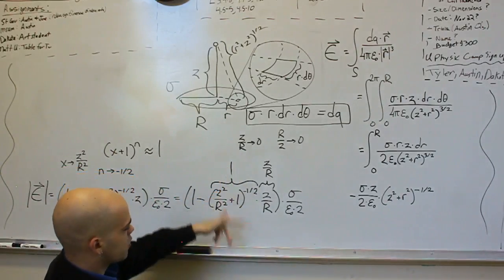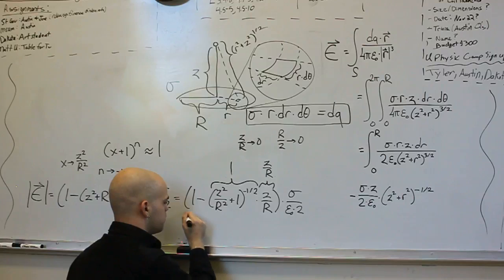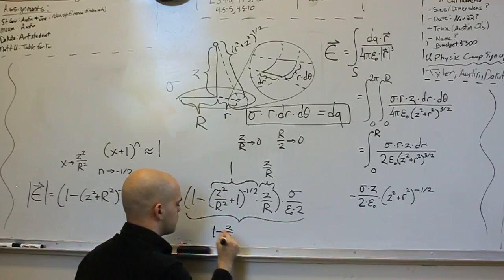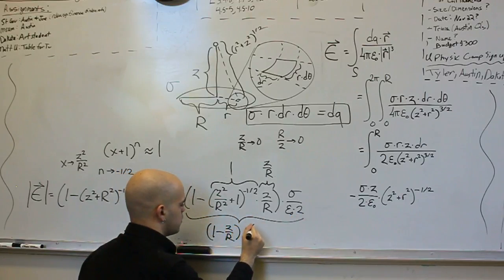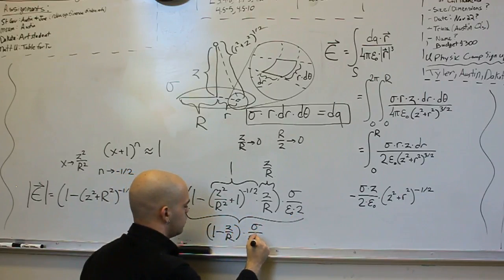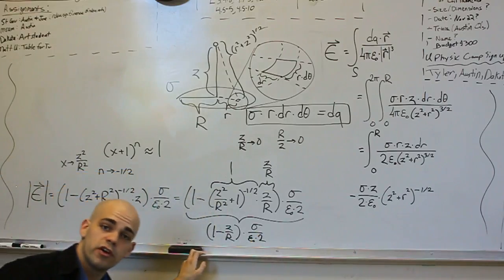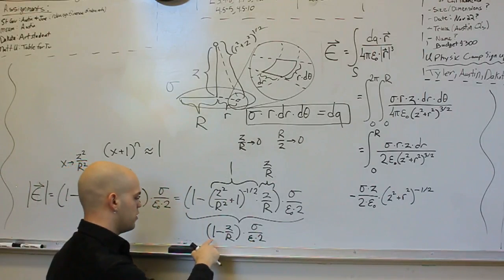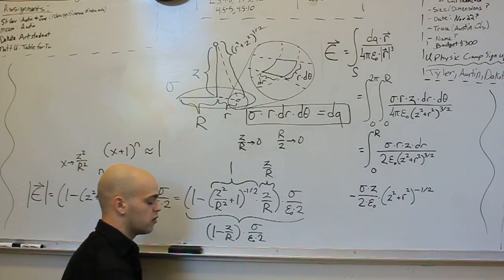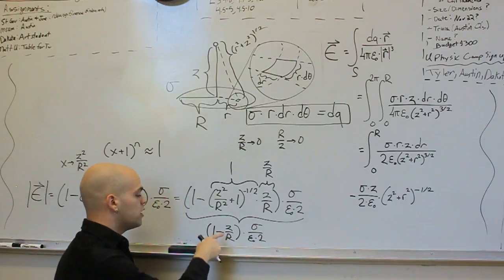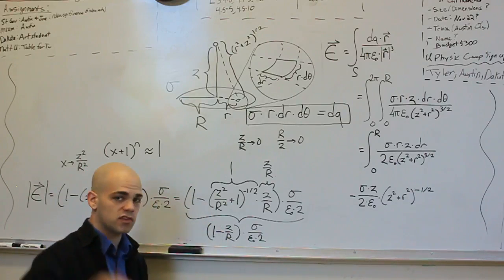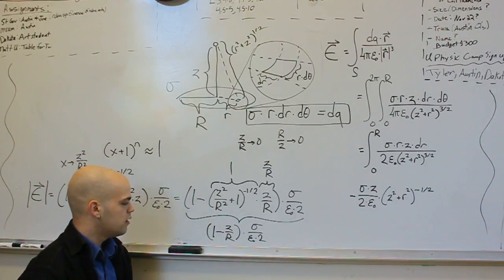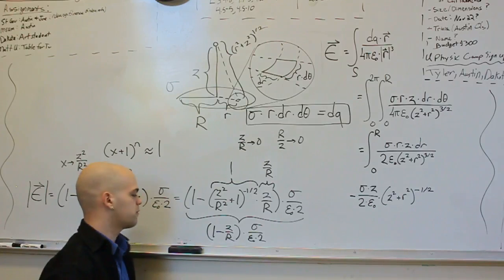If this goes to 1, we can ignore it, and this goes to 0, so it becomes 1 minus z over big R, times sigma over epsilon naught times 2. Now that's much more interesting than what we had before. Much more interesting indeed, because we now know that not only is its value at 0 sigma over epsilon naught times 2, as it should be, but we know that it decreases linearly from that. It starts out at that value, and it just goes straight down. And that's much more interesting. We have more information here.